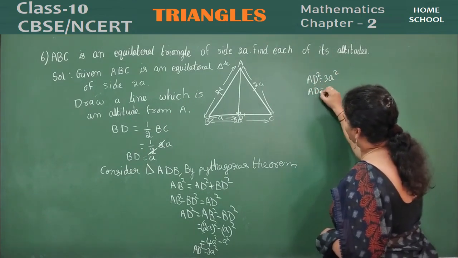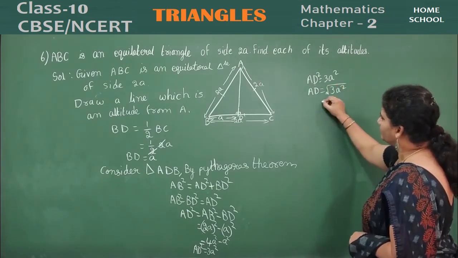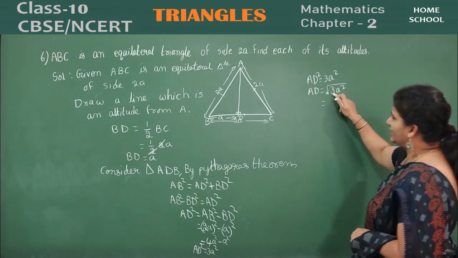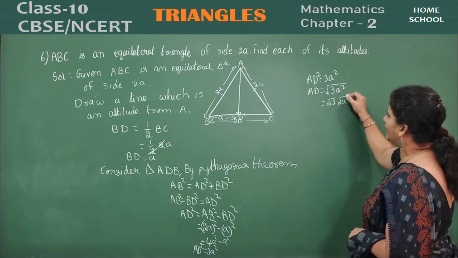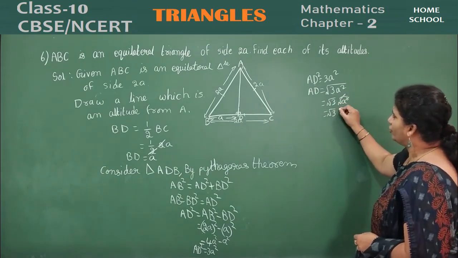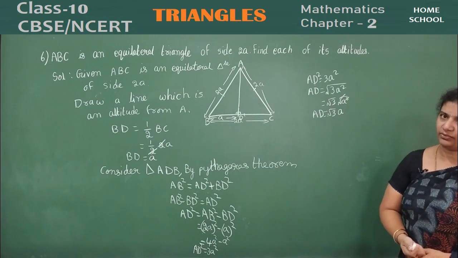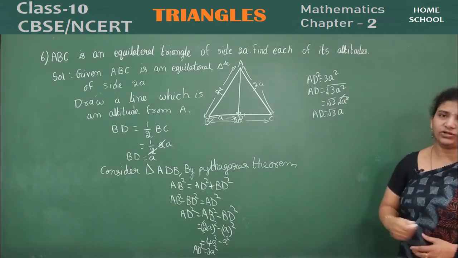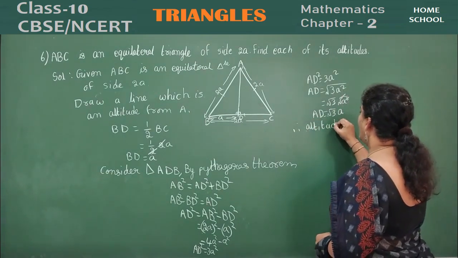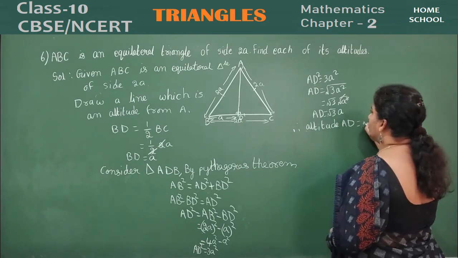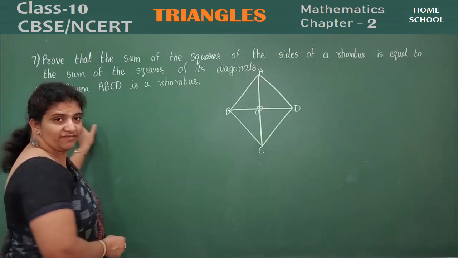What is AD? Remove the square, apply square root on the other side. 3 is not a perfect square, so root 3 stays as it is. But square and root will cancel, that makes root 3 A. AD is equal to root 3 A units. What is AD? Altitude. Therefore, altitude AD is equal to root 3 A units, is your answer. 7th problem.